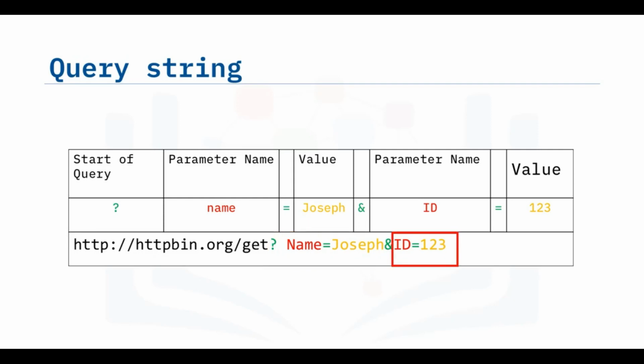The second parameter name is ID, and the value is 123. Each pair, parameter, and value is separated by an equal sign. The series of pairs is separated by the ampersand. Let us complete an example in Python.